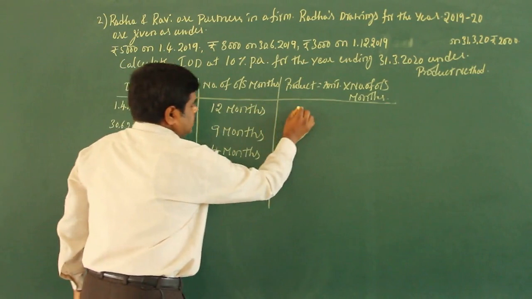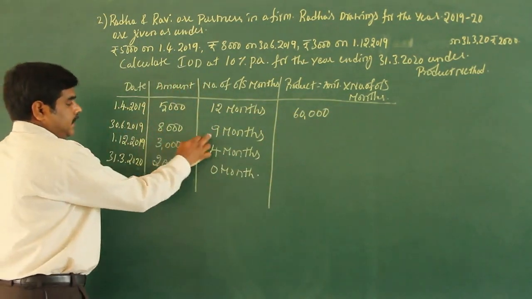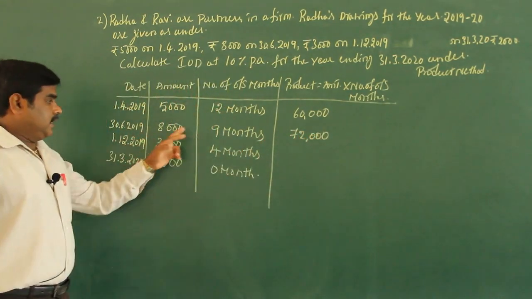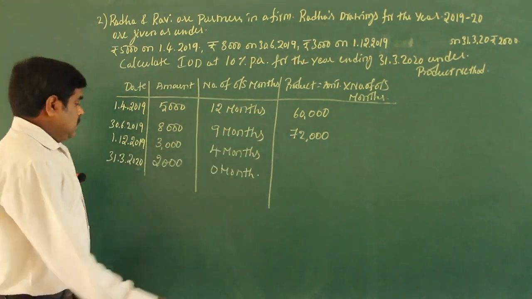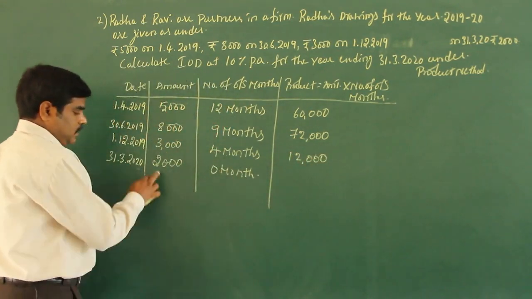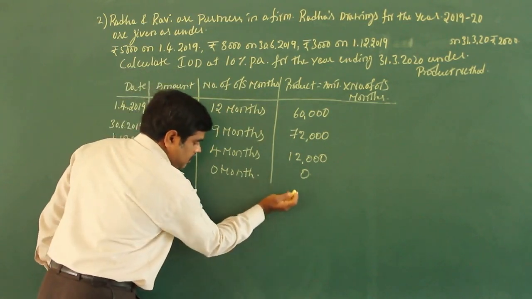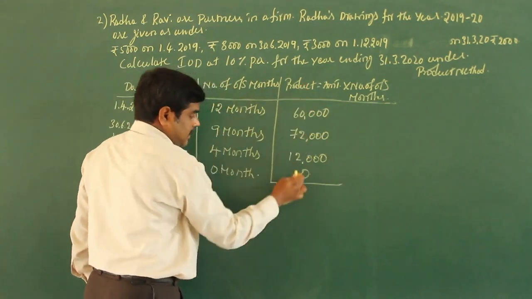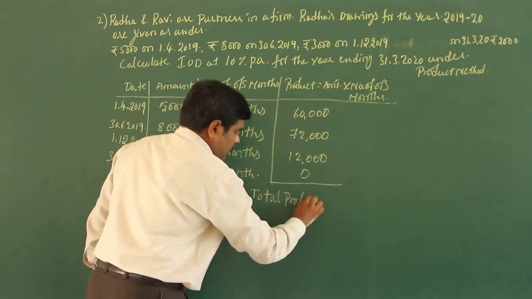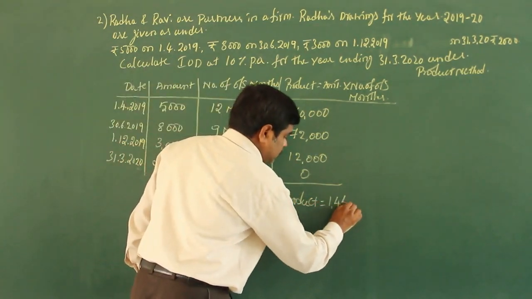12 5s are 60, so 60,000. Next, 8 9s are 72,000. 3 4s are 12,000. 2,000 into 0, of course it is 0. Any value multiplied by 0 is 0. So after multiplication of this, the total product is 1,44,000.